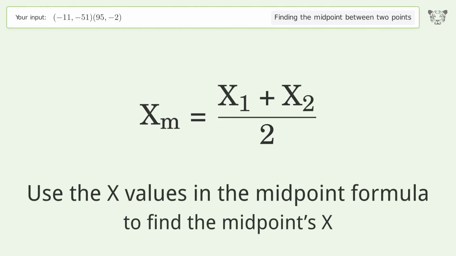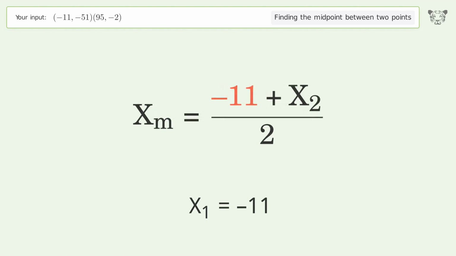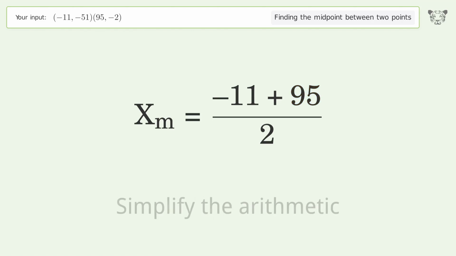Use the x values in the midpoint formula to find the midpoints x. x1 equals negative 11. x2 equals 95. Simplify the arithmetic.